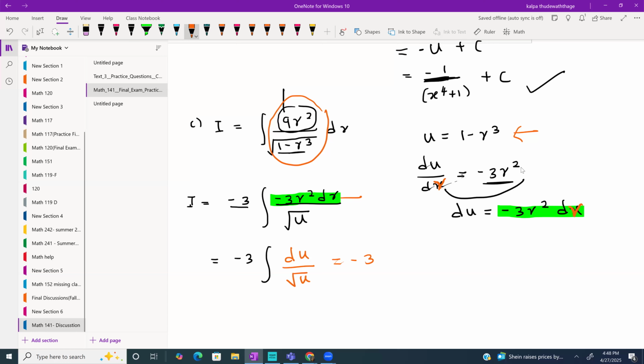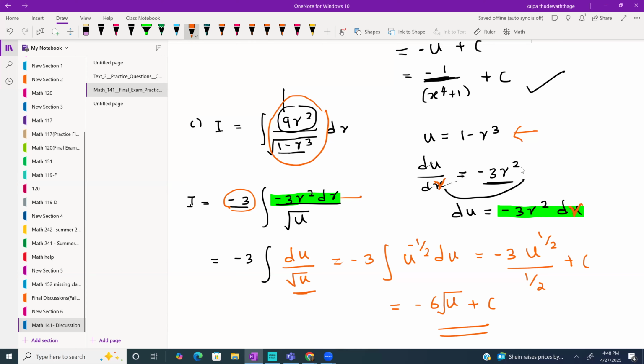But of course, you may have some constant, negative 3 here, or half, or whatever. It doesn't really matter. And you have the integral of u to the negative half, because the square root is in the denominator. So negative half, you add 1, so it becomes half, divide by half, plus c. So finally, you can write it's negative 6 square root of u plus c. That's the answer for C.